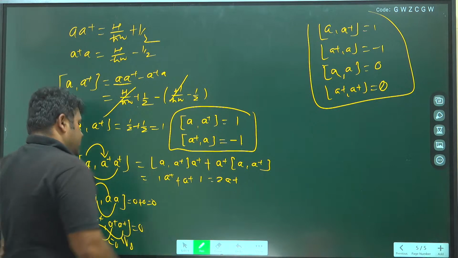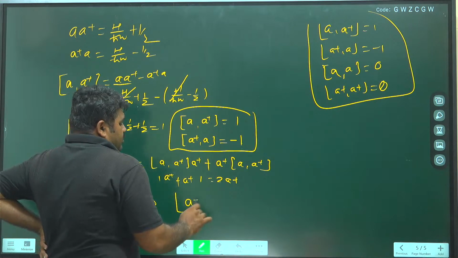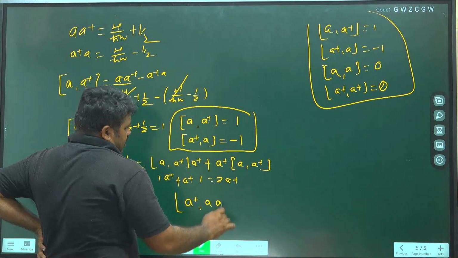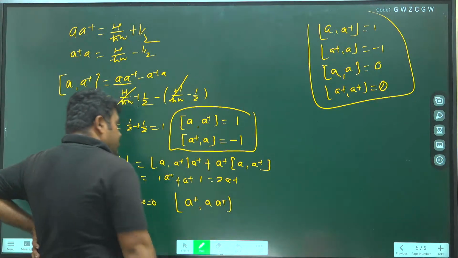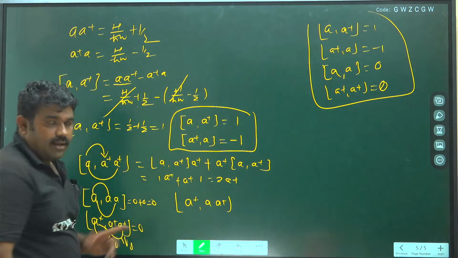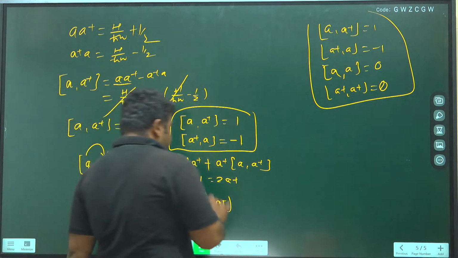Clear? Next, a dagger commutes with a dagger, a dagger commutes with [a, a dagger]. First, a dagger commutes with first a.